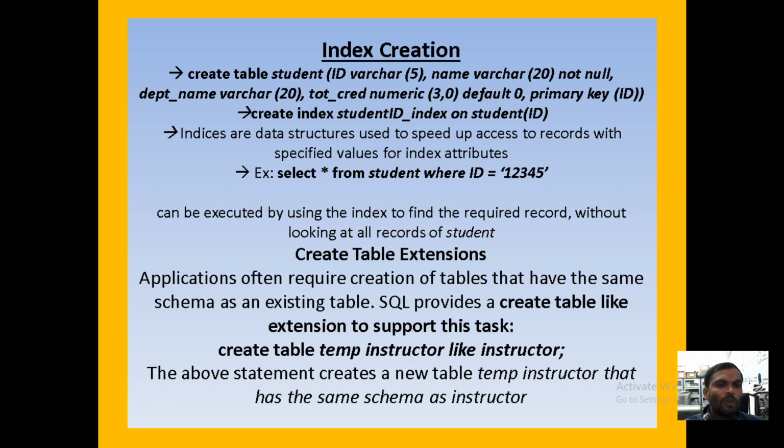Now, if you want to create an index for the student table, we create it with the help of create index student ID index on student ID. Now we are creating the index on the existing table. The table is existing; only on an existing table can we create the index. Create index, then the index name. Here the index name is student ID index, on the existing student table.